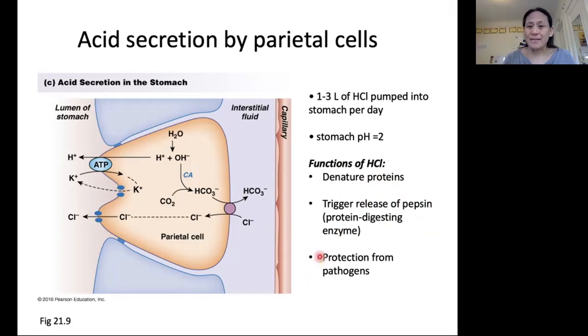And our HCl also protects from pathogens, right? So we easily ingest pathogens from the outside through our oral cavity. That low pH kills a lot of those pathogens that we ingest.